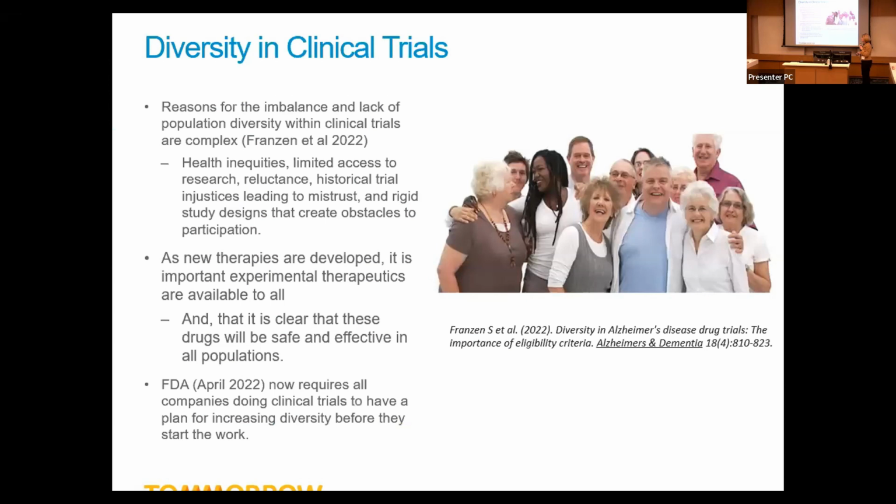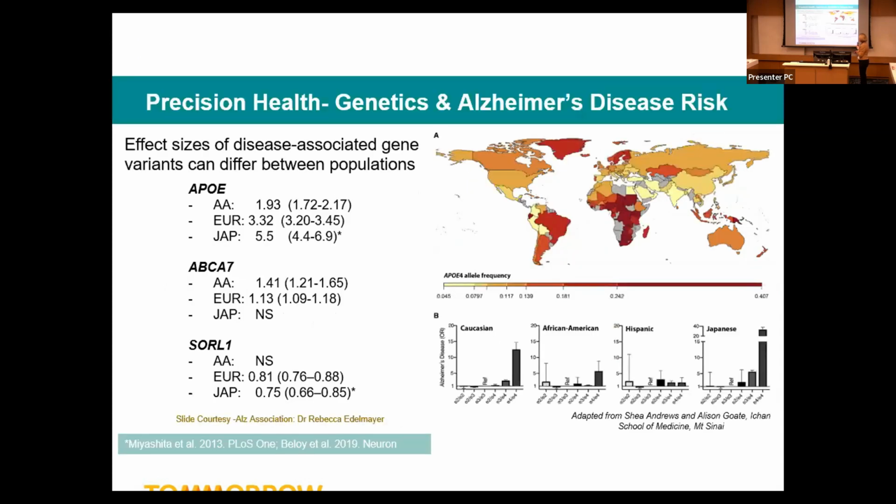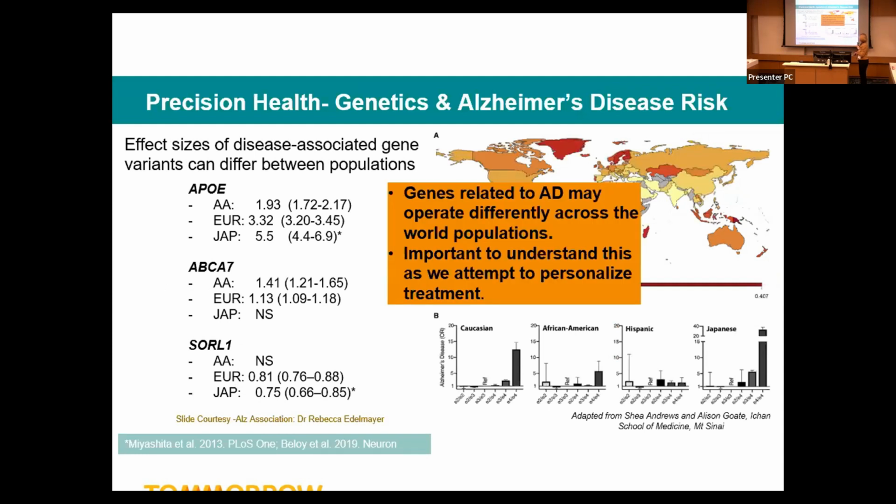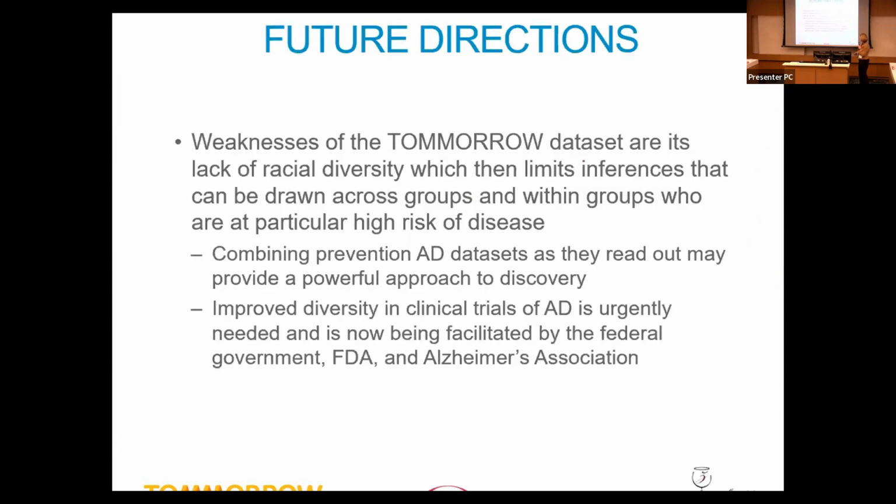We're very hopeful that that situation is now rapidly changing with the FDA requirement that all companies have a diversity plan in place before they start their work, or risk the potential of being told that they have to do another trial because their population was not representing the population affected by these conditions. And we heard about the genetics and why this is important yesterday, that we have a better understanding.